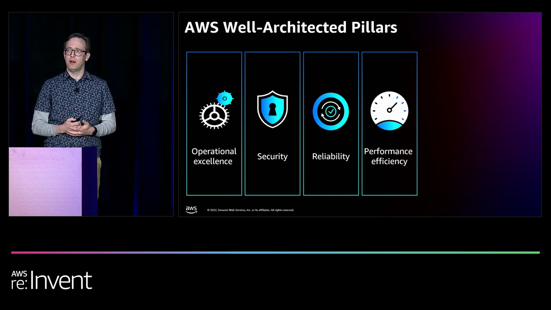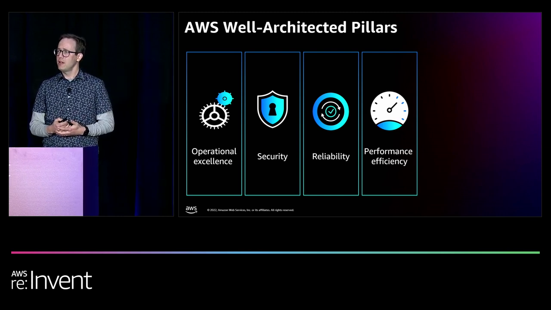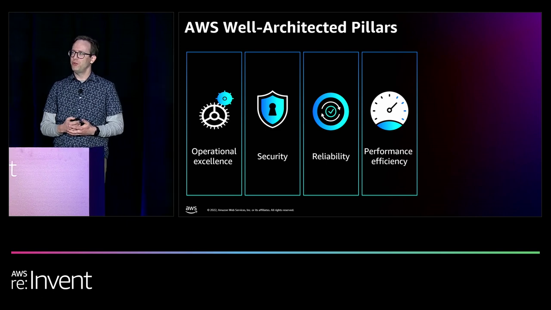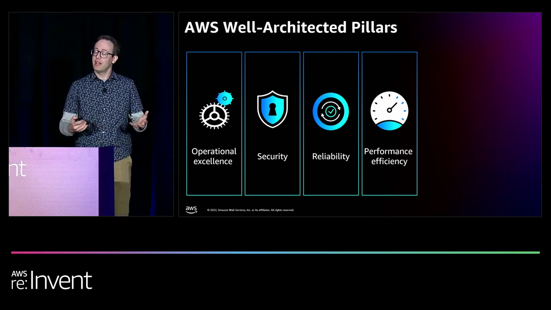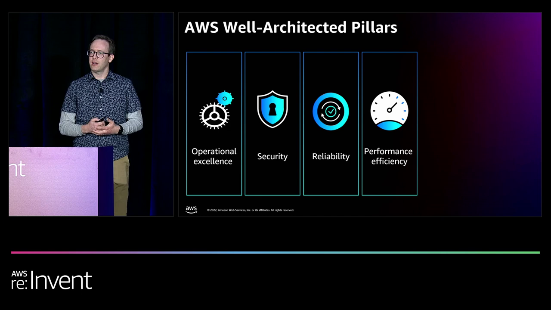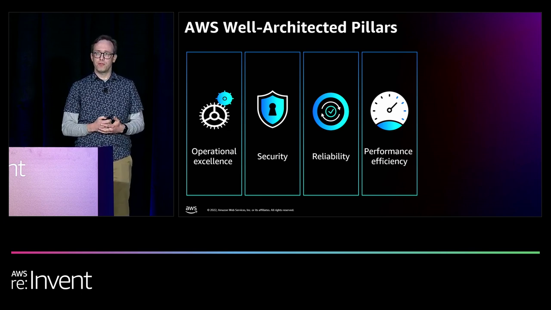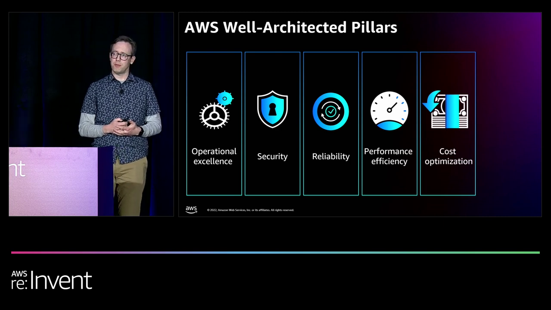How are you making sure that you have the lowest latency? For example, if you have global users, are you using things like CloudFront to make sure that you are putting that content in front of users with as low latency as possible? So performance efficiency. Cost optimization.